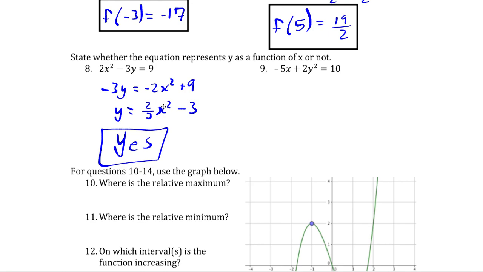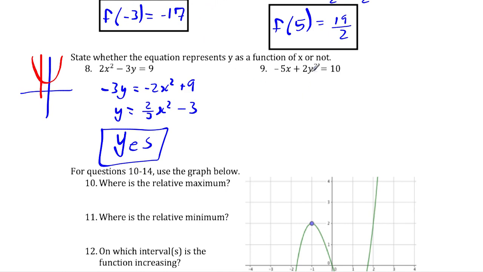No matter what I plug in for x, I'm always going to get one output. The main difference between a function and not a function is our y value. Remember, if I have a graph, the vertical line test means I can draw a vertical line through any function, and it's only going to cut once. This means that there's only one y value for an x value. So here, if I plug in an x value, I'm going to get one y value. I'm not going to get two y values.